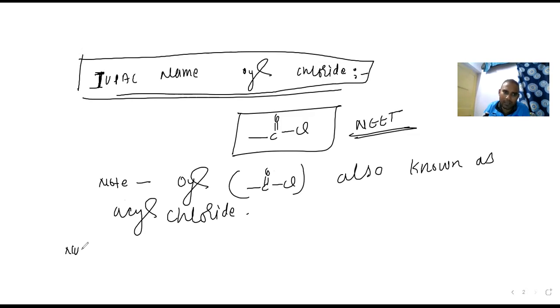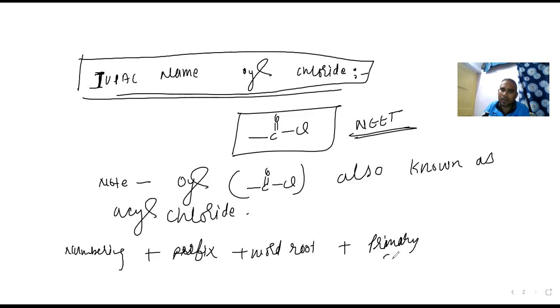Numbering, you know very well, is the first step. Then we need to write the prefix, then the word root, then the primary suffix, and finally we write the name of the secondary suffix.